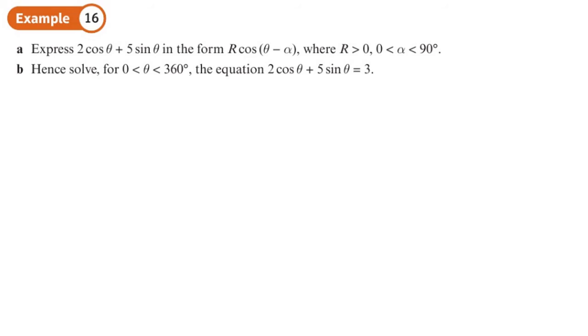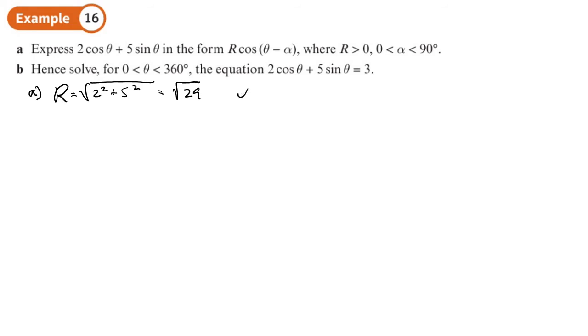Right, okay, so on this one here, part A, express that in the form r cos (theta minus alpha). So r, nice and easy, is the square root of 2 squared plus 5 squared, which is root 29, I think.